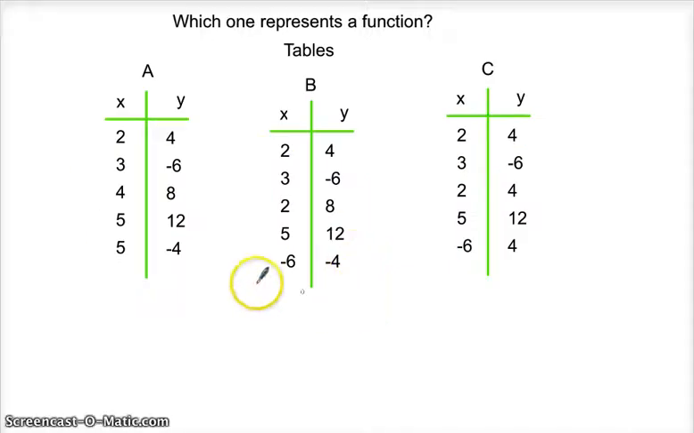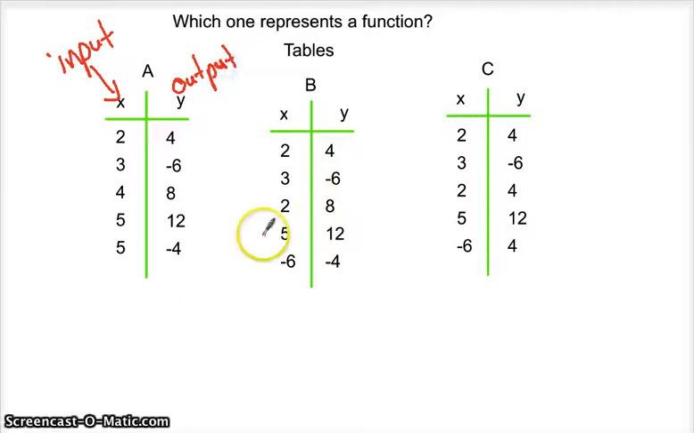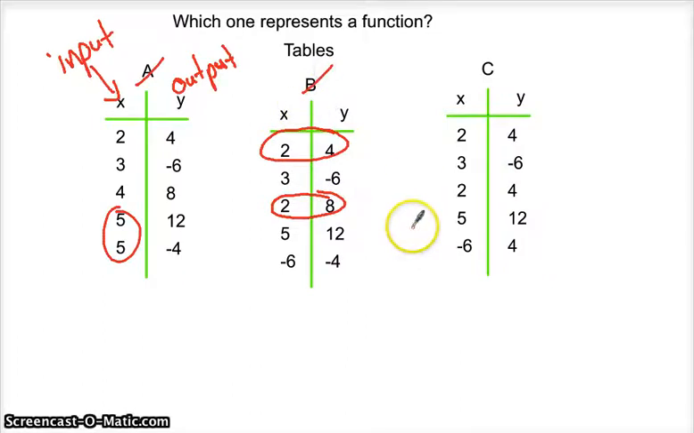Take a good look at these tables and decide, if x is the input and y is the output, which one of the three tables represents a function? If you said that option A doesn't work because it's got two inputs of 5, then you're correct. 5 should not go to two separate places. Option B also can't work because 2 is headed to two different places.